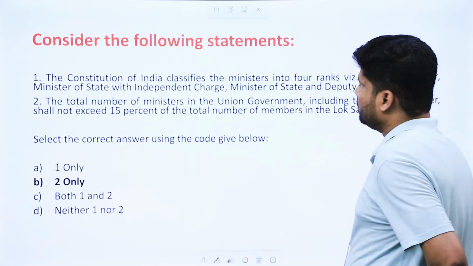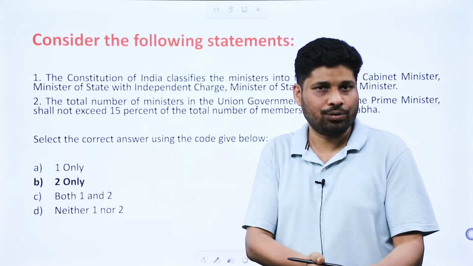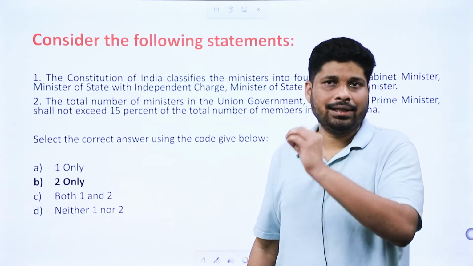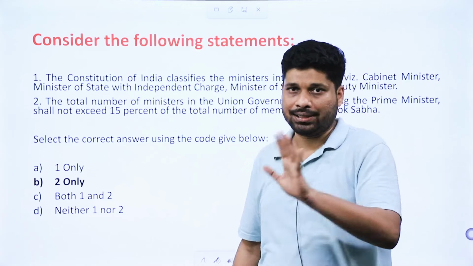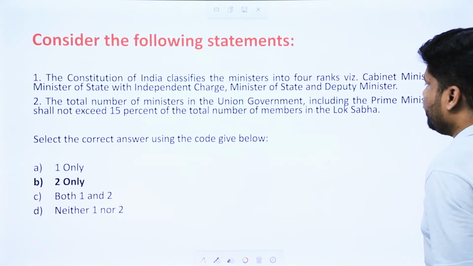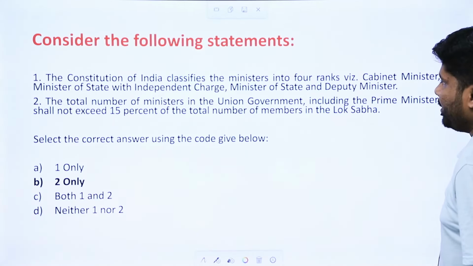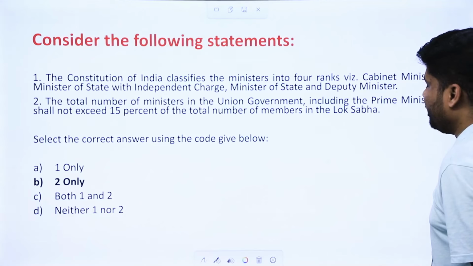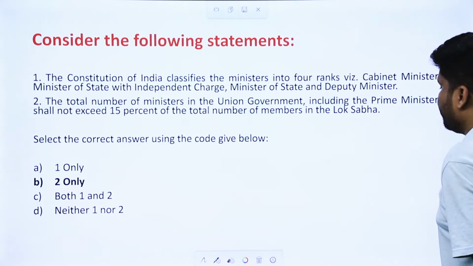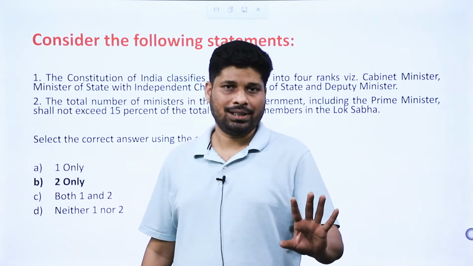This question is again something I think you should all go through, because in this one a very important principle you will understand. I'll tell you how. Consider the following statements. First statement: the Constitution of India classifies ministers into 4 ranks: cabinet minister, minister of state with independent charge, minister of state, and deputy minister. Now remember, the Constitution does not give this nomenclature.